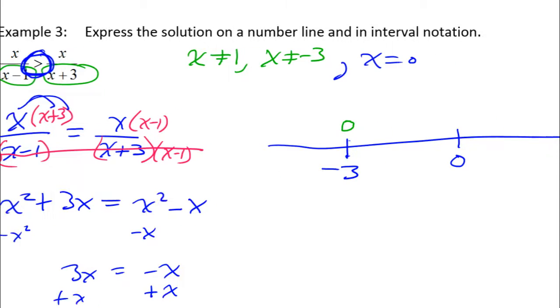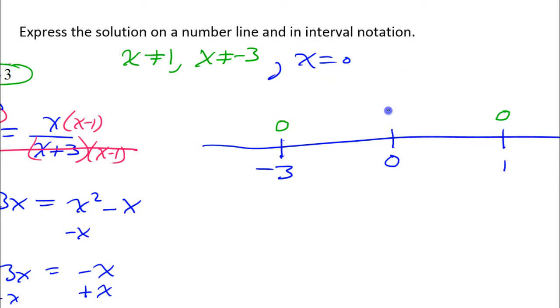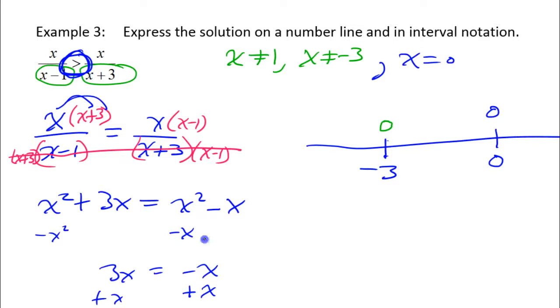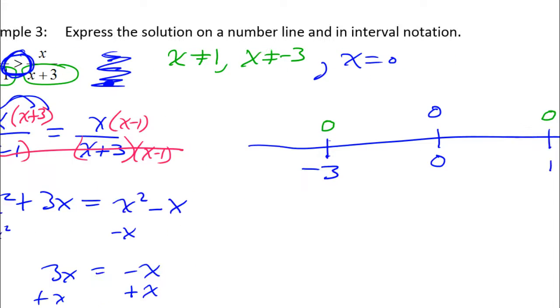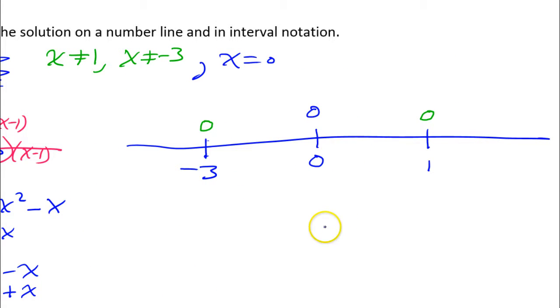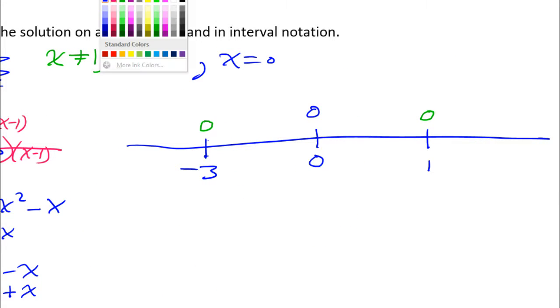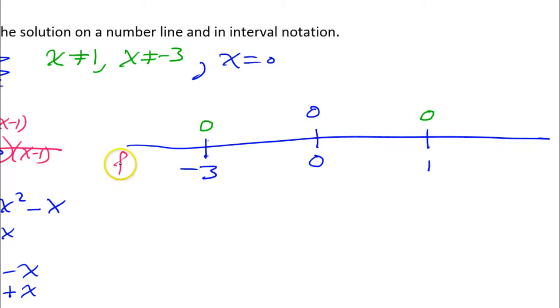Is this going to be open or closed this time? Open. It's going to be open because this is greater than. If this had been greater than or equal to, then it would have been closed. But it wasn't. All right, so these are the critical values. So now I do my test points. So over here, I'm going to do -4. In between here, I'm going to do -2. In between here, oh shucks, 0 and 1 are consecutive numbers. What am I going to do now, man? 0.5.